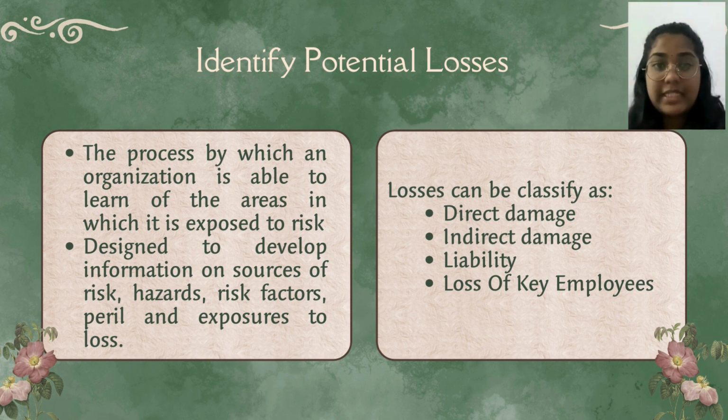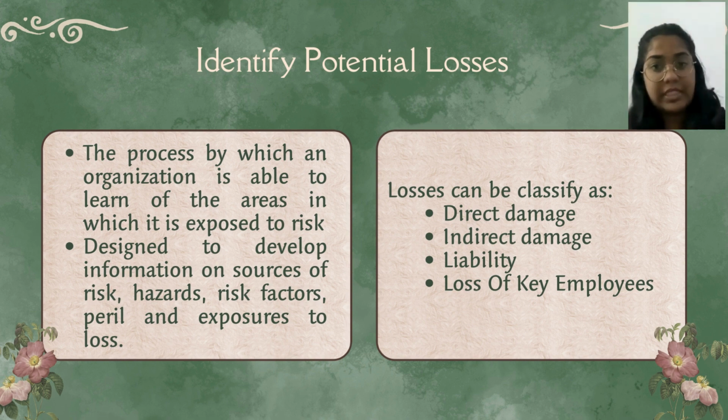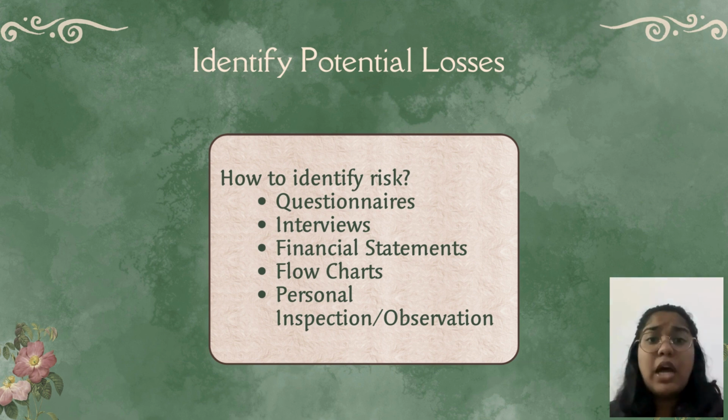Losses can be classified as direct damage, like damage to a building, and indirect damage, like losses of profits due to business interruption. Next is liability, so it's a court award to third parties since the fire was caused by negligence of the owner of the building. Next is loss of key employees, such as a general manager, CEO, or researcher. So how to identify risks? We can identify all the risks through questionnaires, interviews, financial statements, flow charts, and personal inspections or observation.